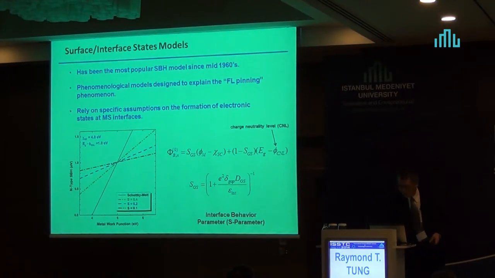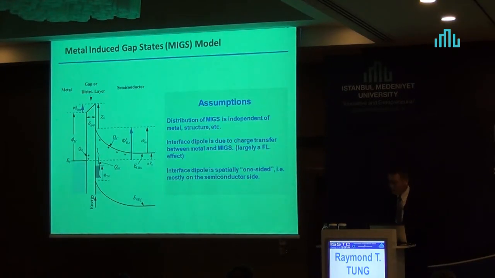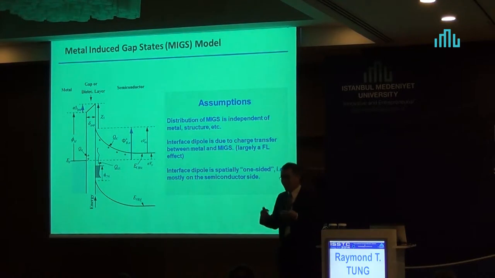Now, what are these assumptions? Well, the dipole formation is envisioned to be due to a transfer of charge from the metal to the semiconductor or from the semiconductor to the metal. So there is a fixed distance over which this takes place. The charge in the metal and the charge in the semiconductor are envisioned to be in equilibrium, so that brings about a dipole.